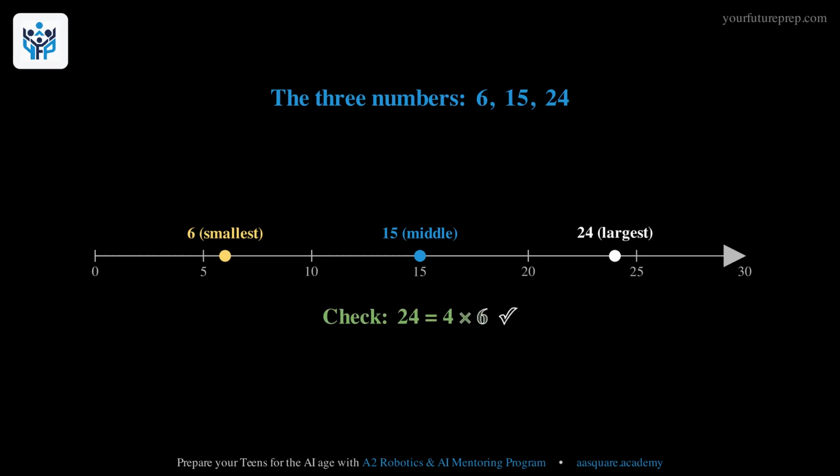Let's check. The largest is 15 plus 9, which is 24, and 24 is indeed 4 times 6. So the smallest of the three numbers is 6, which is choice C.